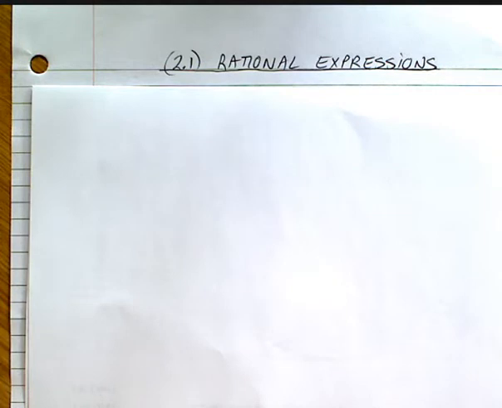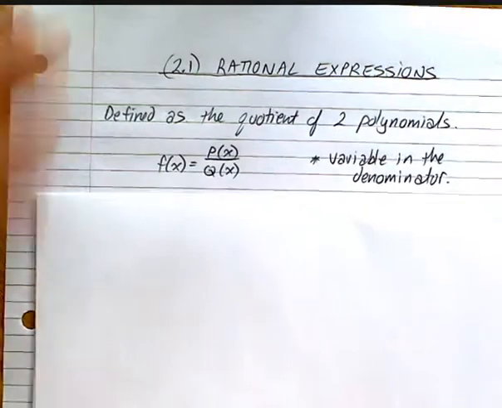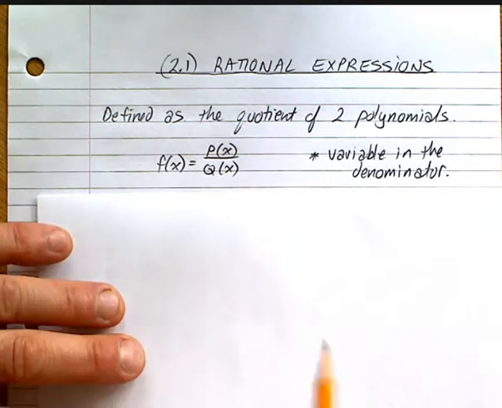A rational expression, some of you might think of them as fractions, and I guess what we need to remember is how we deal with fractions, but we'll do that next section. Right now we're just going to talk about what a rational expression is. It's basically defined as the quotient of two polynomials, okay? Two polynomials. Now maybe you don't remember what a polynomial is, so let's quickly run over that too, okay?